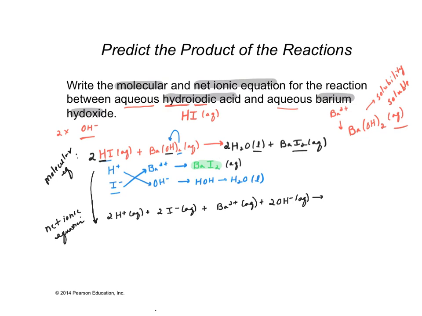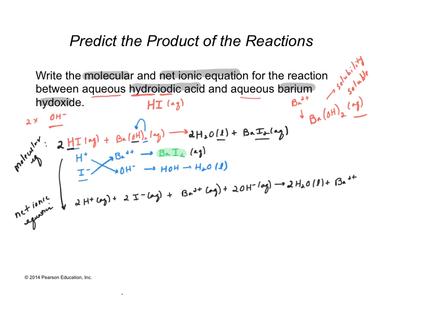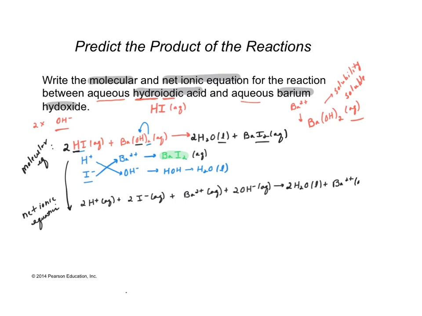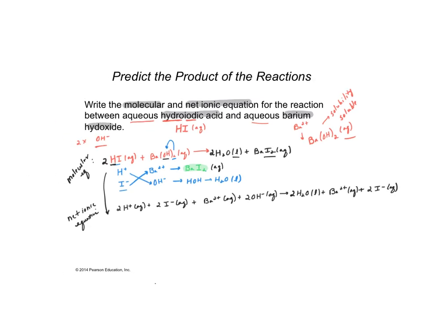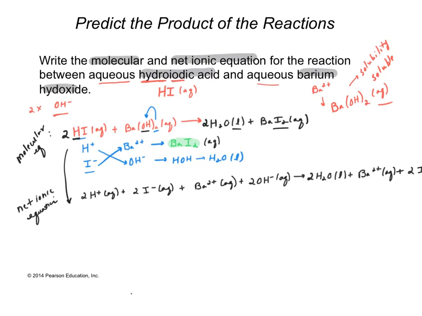Anything that is a solid, a liquid, or a gas will stay together in its molecular form. So we get 2 H2Os. And then we've got a Ba, as well as 2 I minus AQ. Okay, so this is the complete ionic equation. Let's just note that really quick.